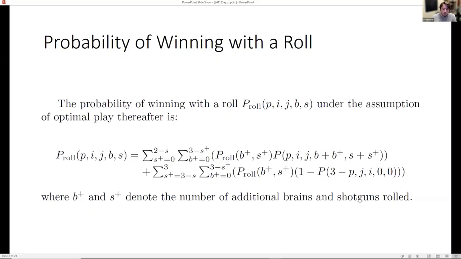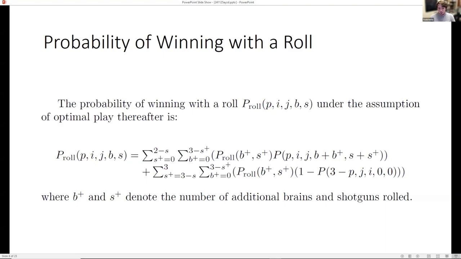So then say the player chooses to roll. There are two outcomes which are represented in the formula below for P roll. We first consider the case where they roll and the number of shotguns is below 3, in which case their turn will continue and they will have the opportunity to roll again, keeping track of how many brains and shotguns were rolled, which is represented by the part on the left-hand side of the plus sign.